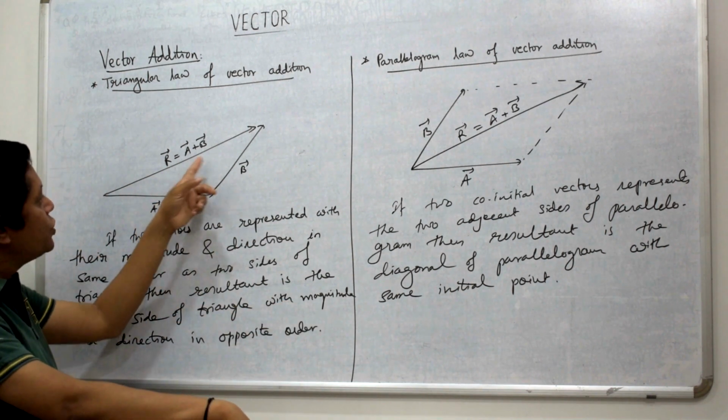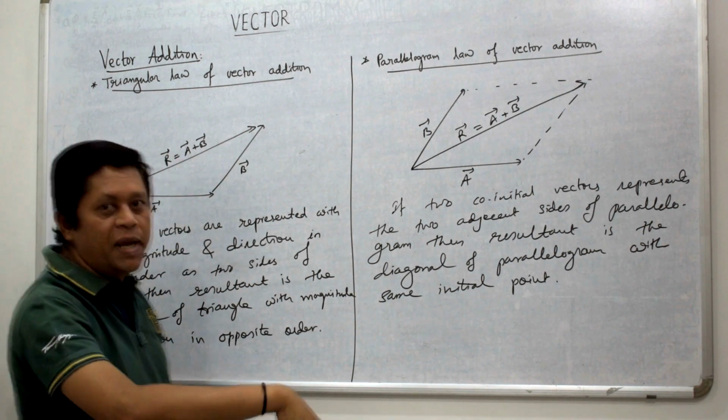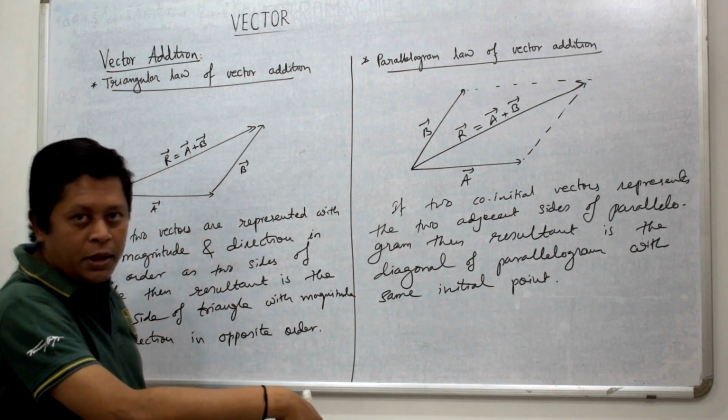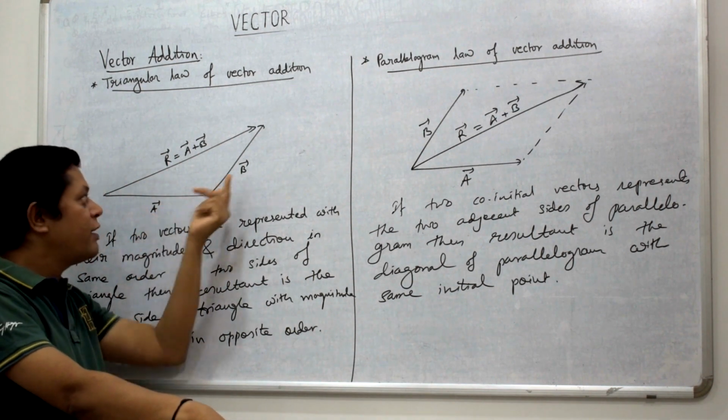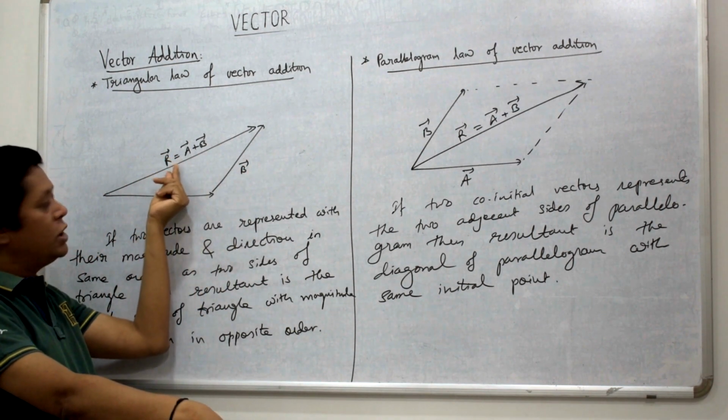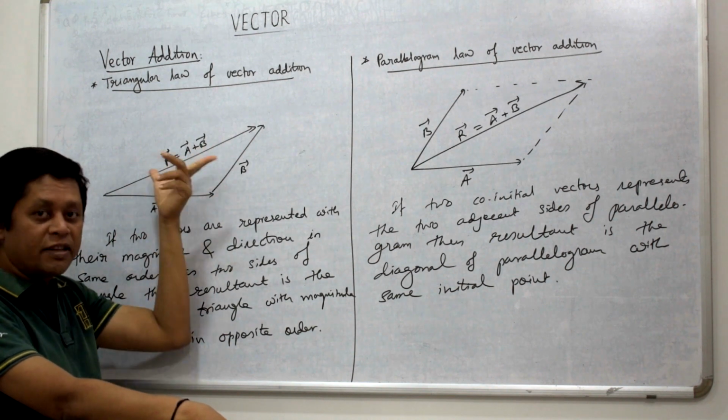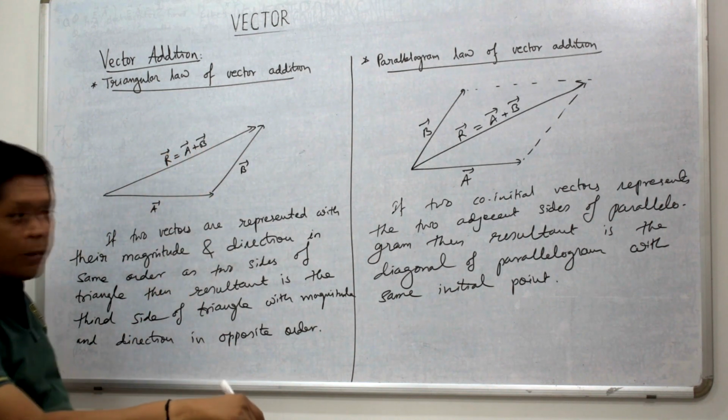Here the resultant of these two vectors, r, is equal to A plus B. See, this is a vector addition. It is not like an algebraic sum. Suppose vector A is 10 Newton and vector B is 7 Newton, then r is not always A plus B, or 10 plus 7, 17. It depends on the angle between these two vectors.